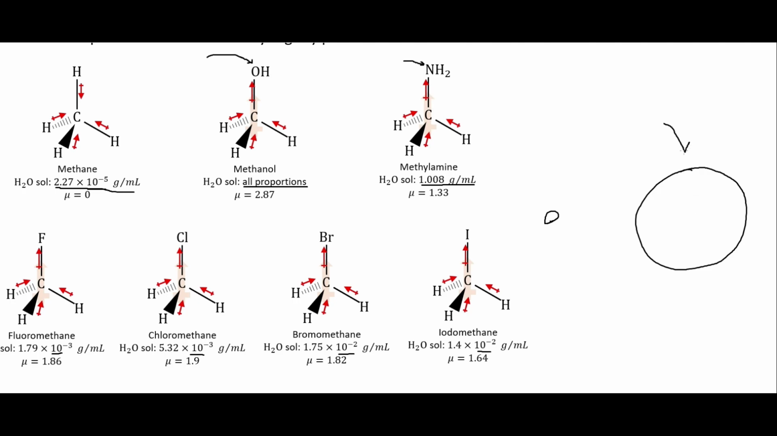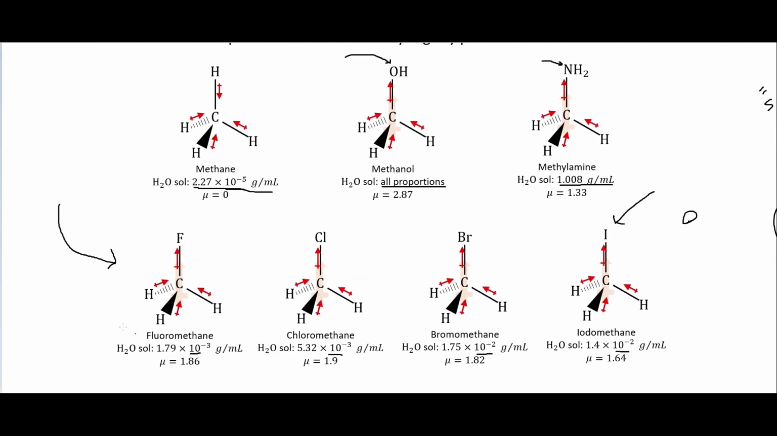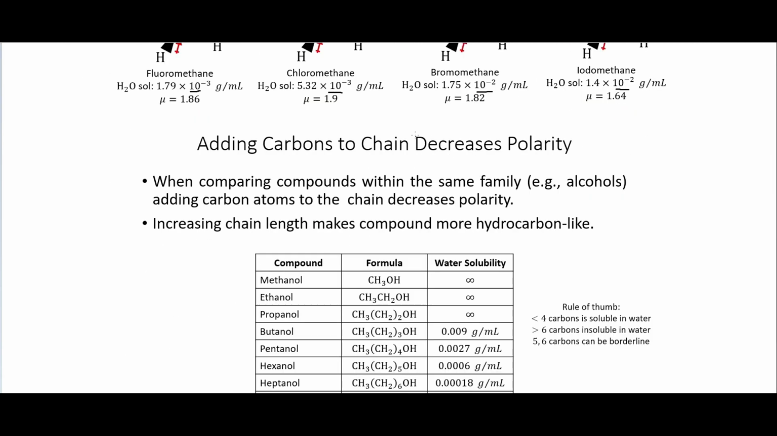And so this larger one here, we often call these soft, and the reason we call them that is because this large electron cloud has a lot more places where it can form those transient dipoles on it, and that will actually help it to interact better with water. And so that's why something like this, where it has the iodine bound to it, is actually going to be more soluble in water than something with the fluorine bound to it, even though the fluorine is much more electronegative than the iodine. All right, so adding carbons to the chain decreases polarity.